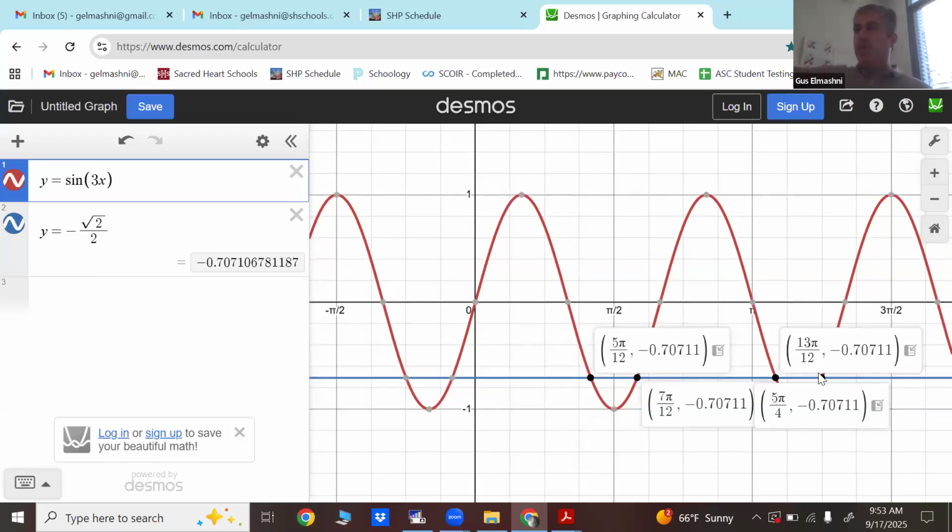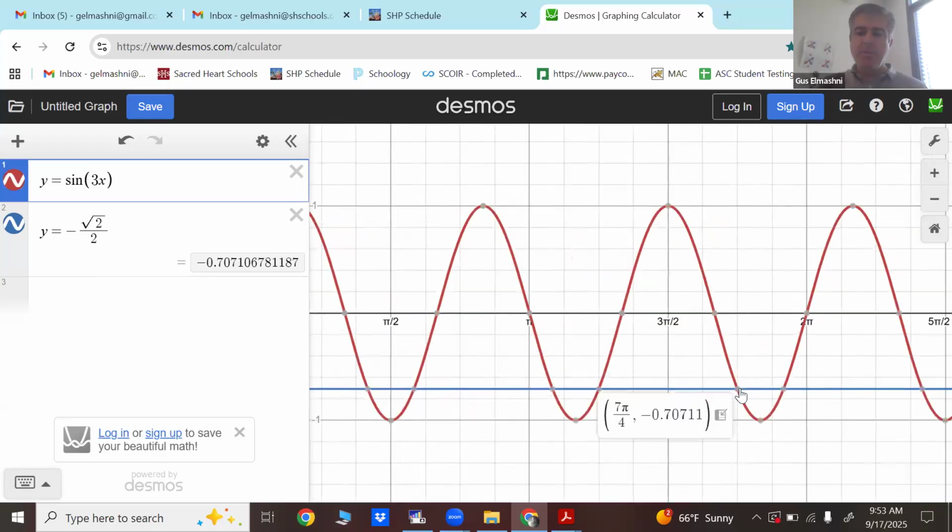Have I done a full cycle yet of the sine curve? No. Because my period is, well, actually I have technically, but have I gone from 0 to 2 pi yet? No. Obviously, I've done one full cycle because the cycle is now 2 pi over 3. That's why there's so many answers from 0 to 2 pi. You can see there's even more answers, right?